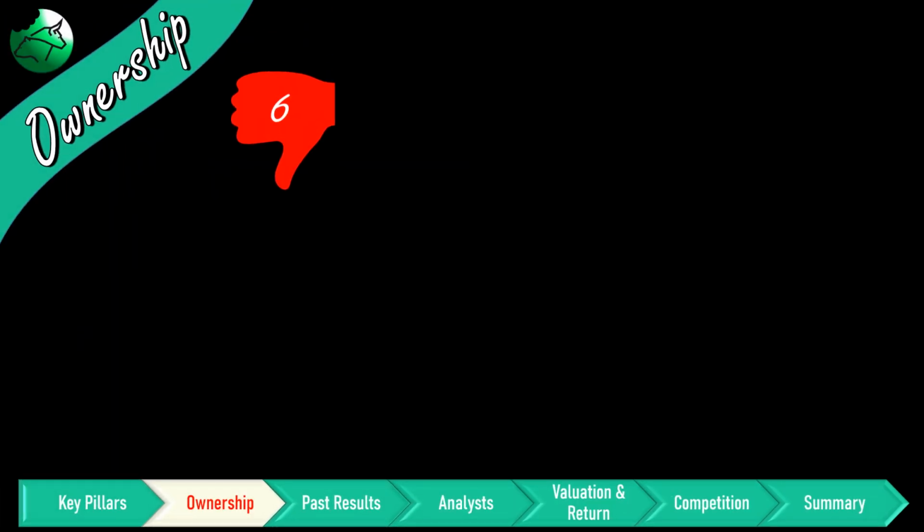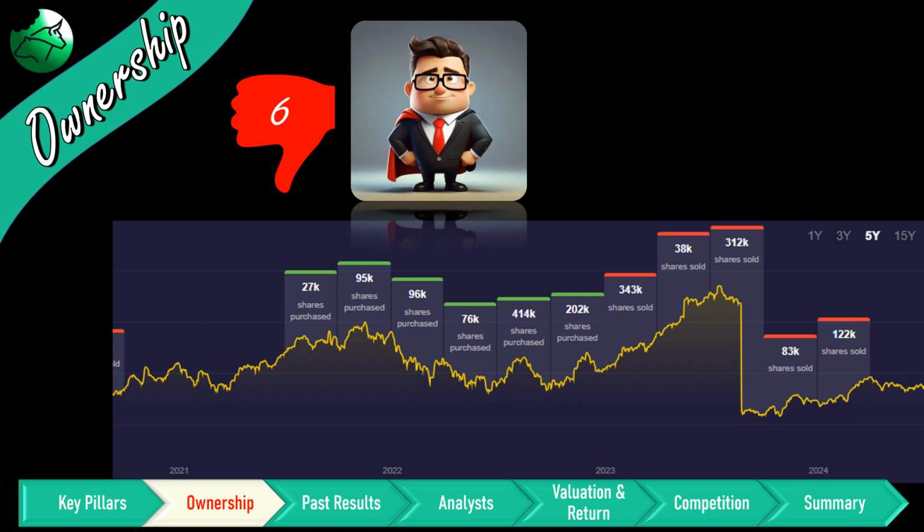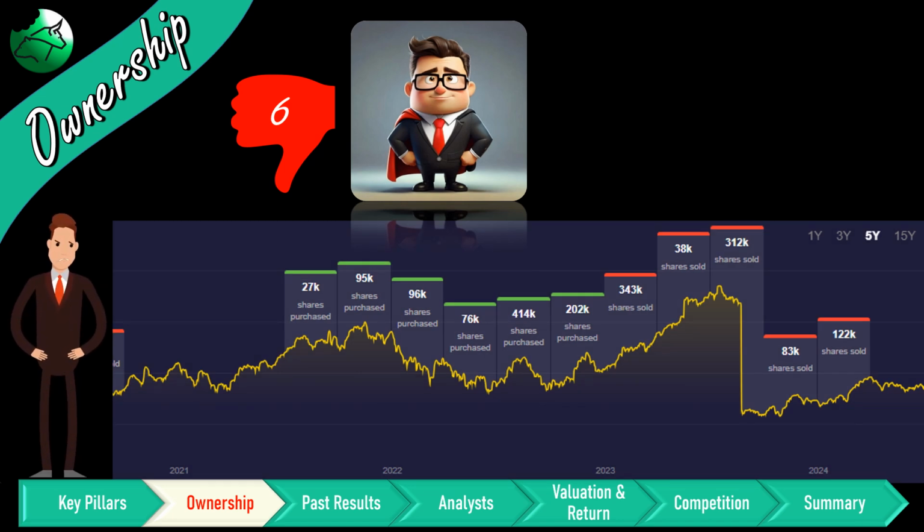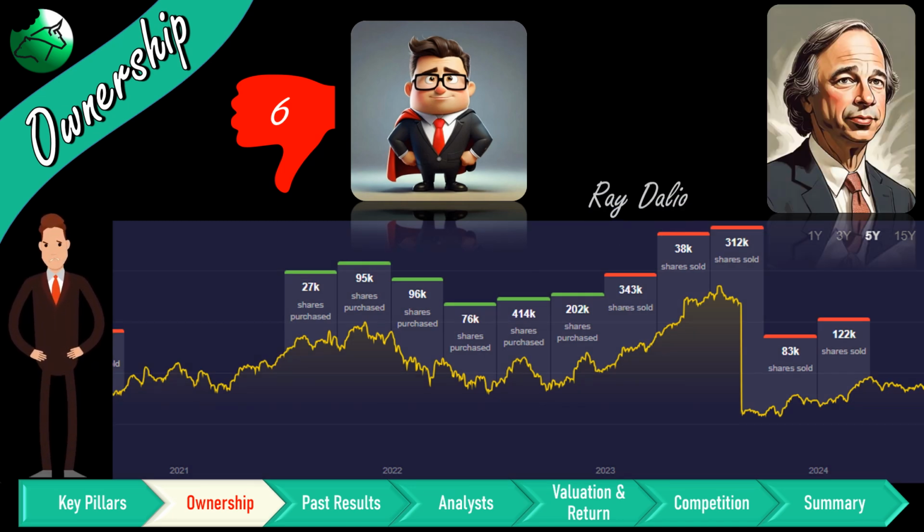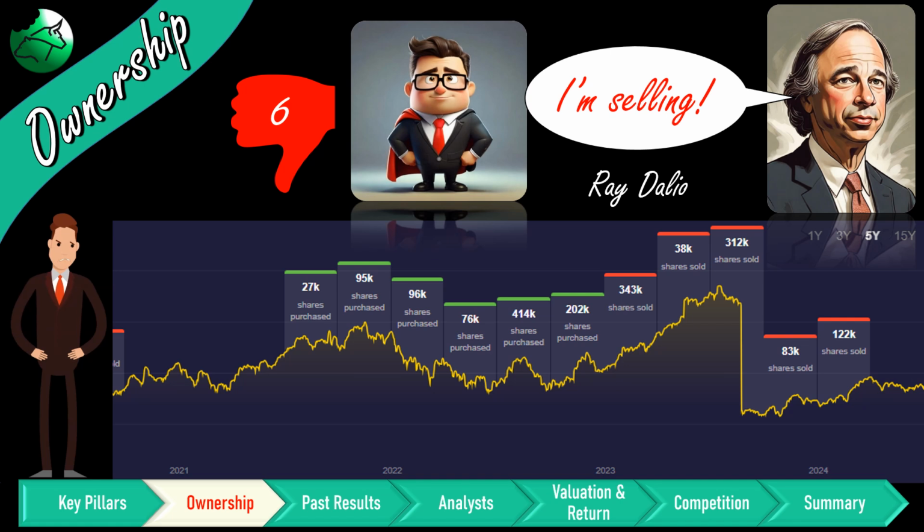However, 6 other super investors have sold shares totaling $132 million in Q1 of 2024. Ray Dalio has previously bought Copart shares, but in Q1 of 2024 he sold 122,000 shares. He sold 91.4% of his shares and has only $623,000 remaining in this company.